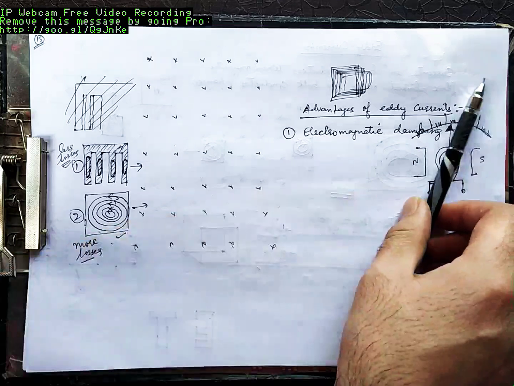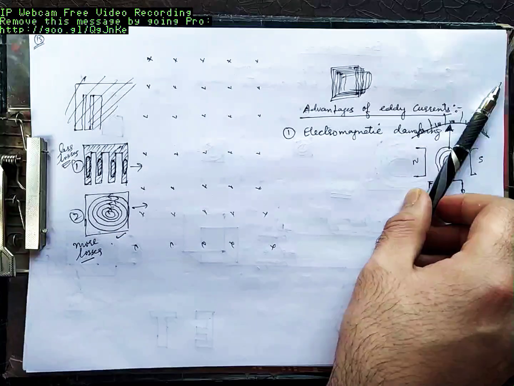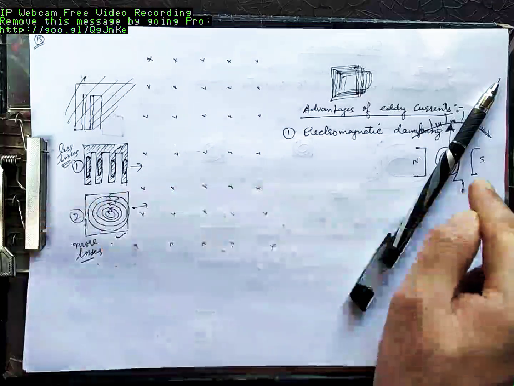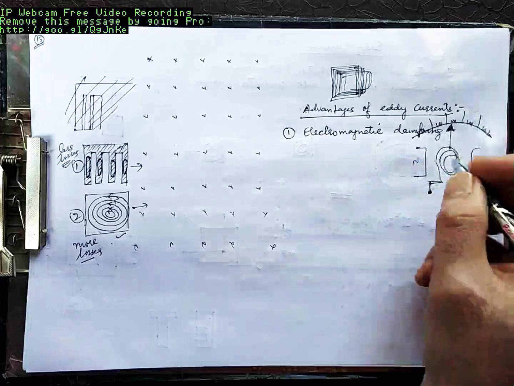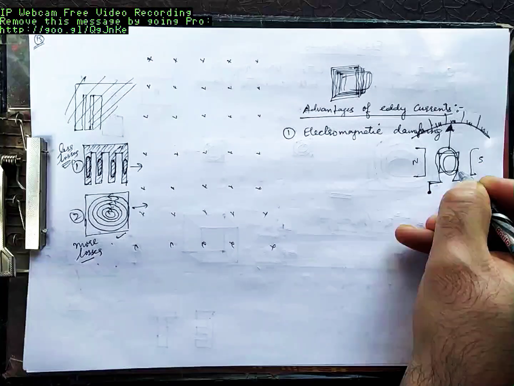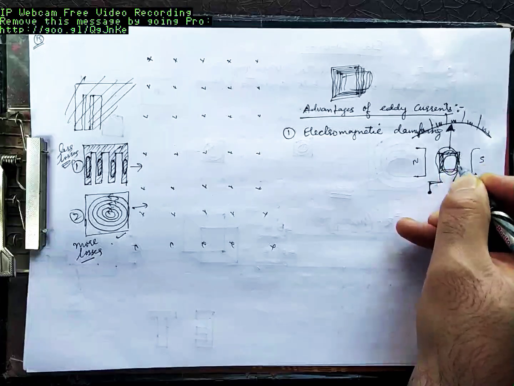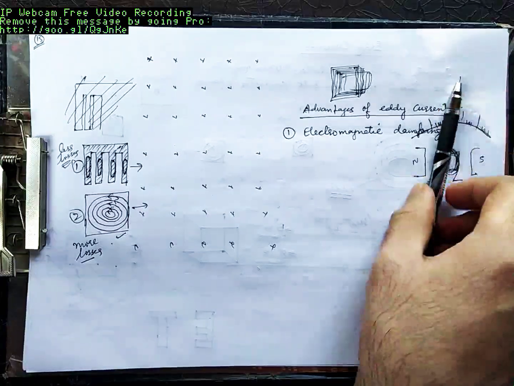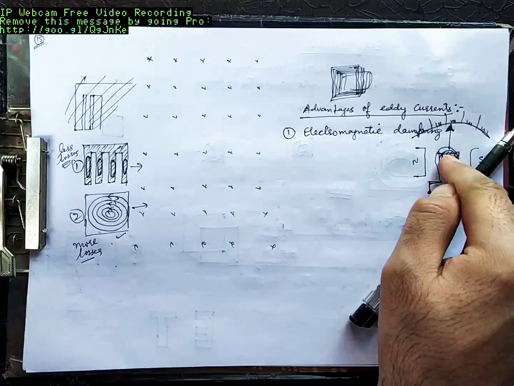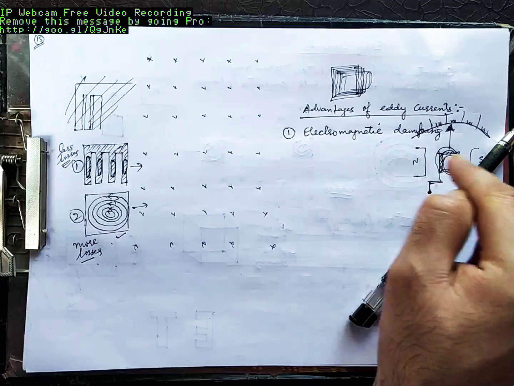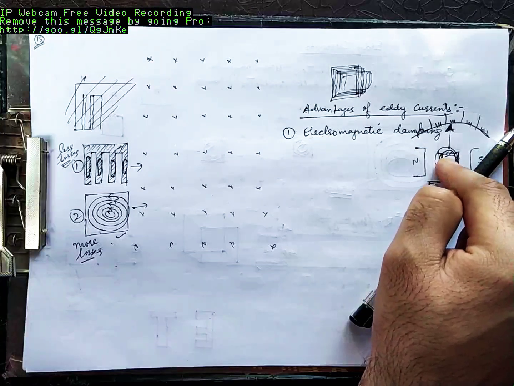When this coil oscillates here, because of oscillation, there is change in flux in this coil. Since this is on an iron core, this coil will be on a core. Coil cannot be in the air. This is on a core. When this coil oscillates over here, the core also oscillates. When the core oscillates, the magnetic flux through the core changes. Whenever magnetic flux through the core changes, there will be induced eddy currents.